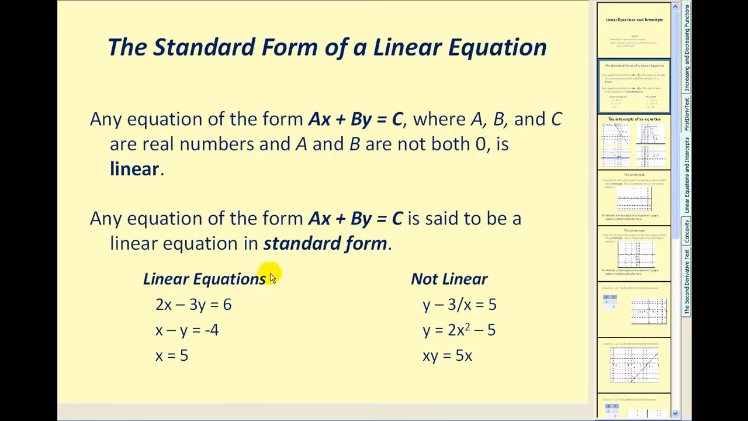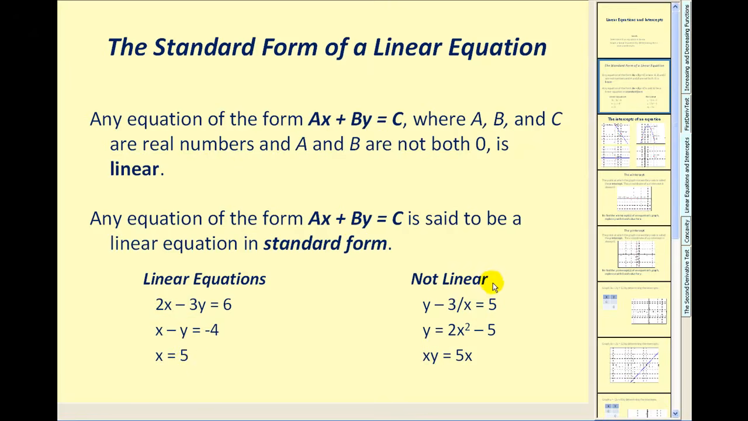Based upon this definition, the reason they're linear is because they fit this special form. Notice the values of a, b, and c are real numbers. The same on the second example. In this third example, it looks like the value for b would be 0, which is okay as long as a and b are not both equal to 0.